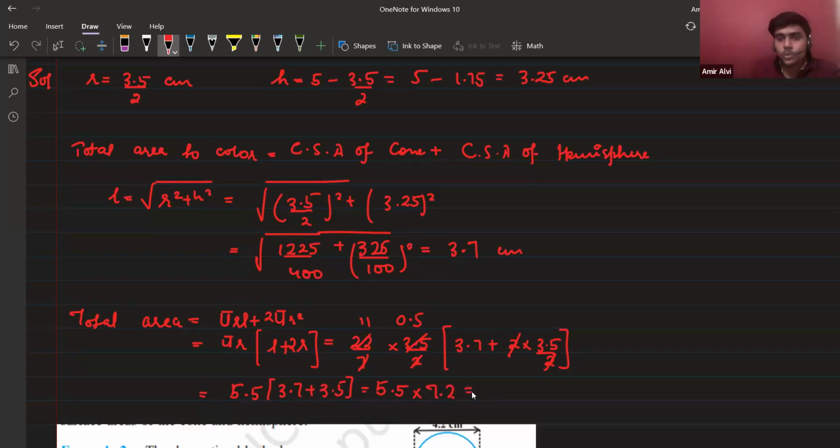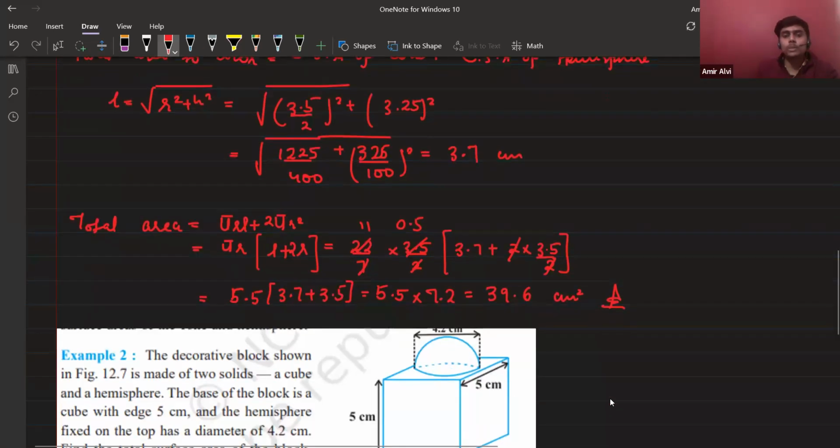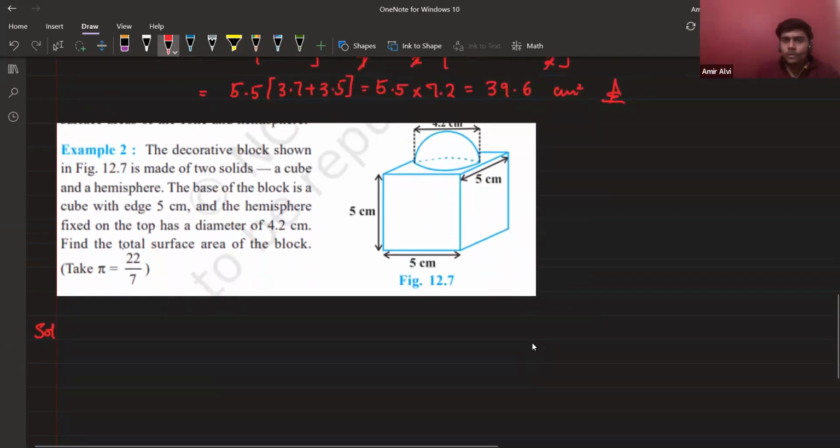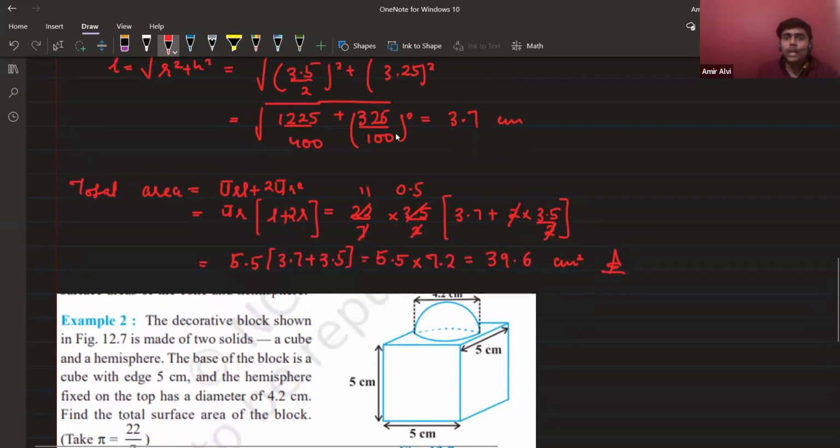So this will be equal to 39.6 centimeters square. This is the answer. Is that clear to you, everybody? Yes or no? Please let me know. Yes, sir. Very good. Actually, when you calculate this part, because we are running out of time and we have to solve one more question, you will get the answer as 3.7. Clear, everybody?